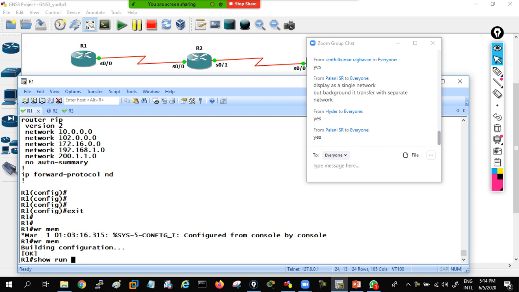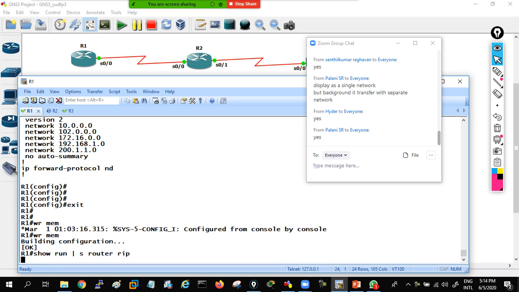Now, guys, if you want to see only the RIP configuration, usually in my routing table I type show run and hit enter, right? But if you want to see only the RIP configuration, you can do it like this. Show run, give the pipe symbol. Whenever you give the pipe symbol, it means you are doing a filter. Then you can type section router rip, and press enter.